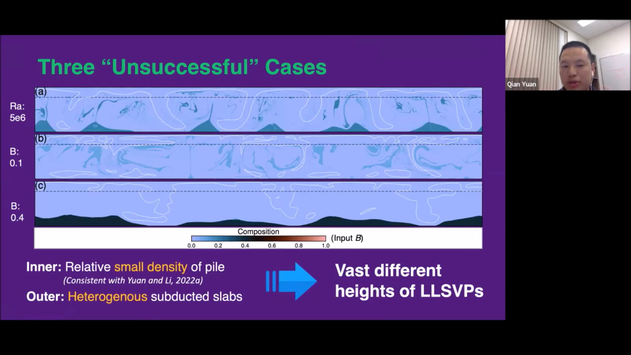You need two properties to form a vastly different height of the two blobs. First, the density of the pile should be, in a relative sense, small. Otherwise, you cannot form that height. Another one is that you need a heterogeneous distribution of these subducted slabs.